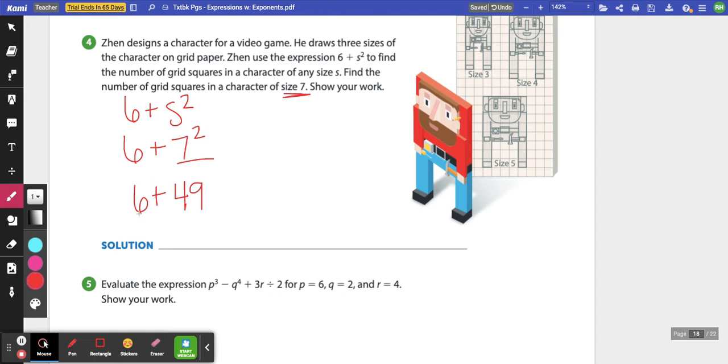Grouping, no. Exponents, no. Multiply, divide, no. Addition, subtraction, yep. That's the only thing left to do. 55.